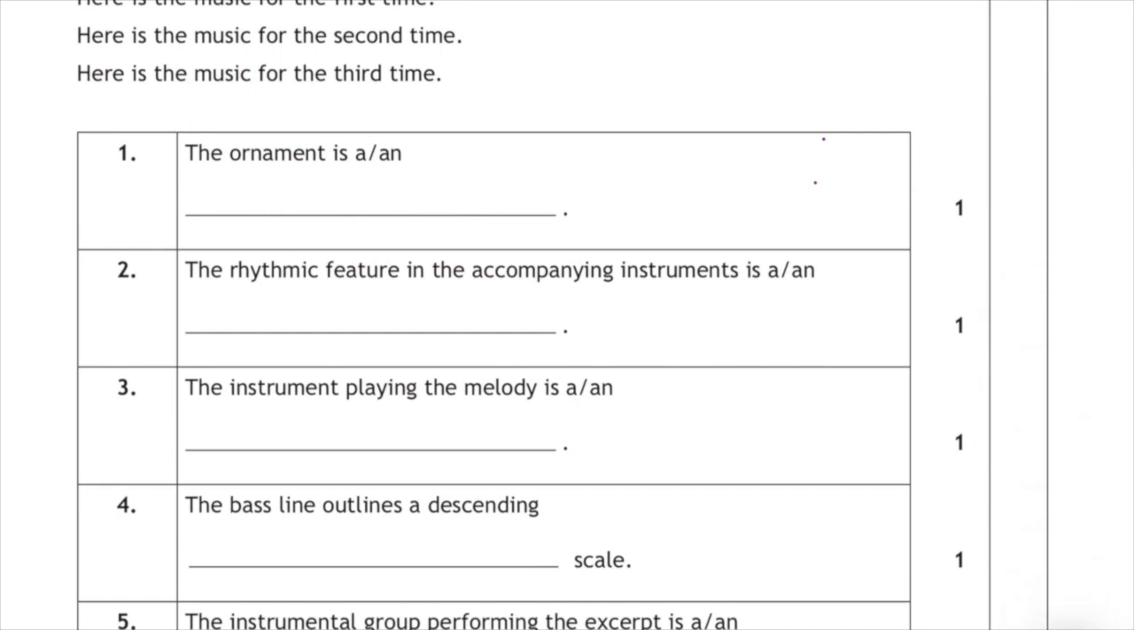An ornament. What are our options for ornament? You could have mordant, trill, acciaccatura, and you can write them in shorthand down the side. The examiner will not mark any of this. They will only look at what you write in this box here. So you can write yourself as many notes as you like.